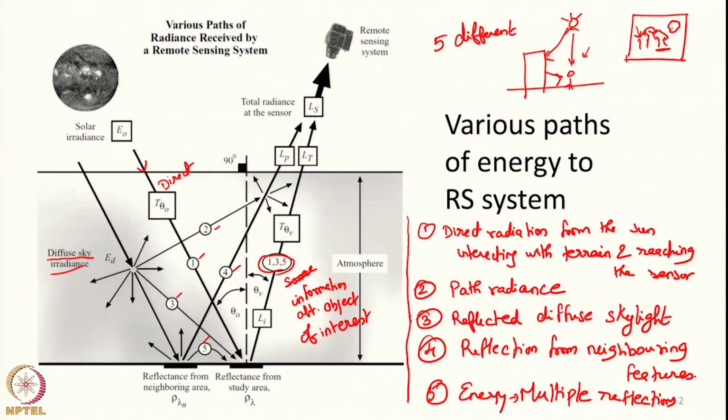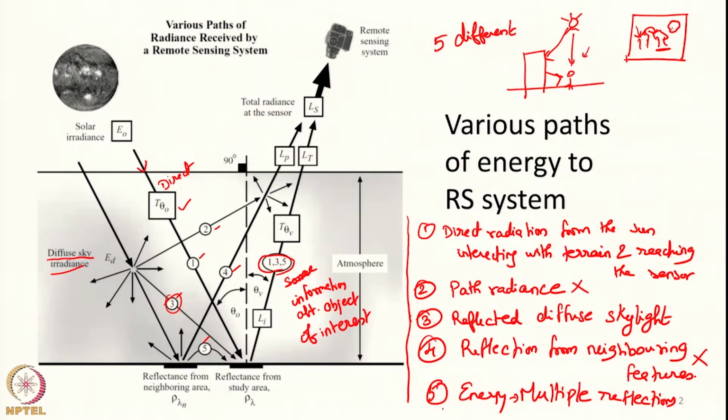On the other hand, path 2, which is directly scattered from the sky, the diffuse skylight, or path 4, which is the signal coming from the neighboring features, are not actually of our interest, because those are not the signals that we want from this target. Among these 5 paths, we will be able to calculate path 1, what is exactly coming in from the sun. We will be able to model it to some extent. Path 3, the reflected component of diffuse skylight, we will also be able to model to some extent.